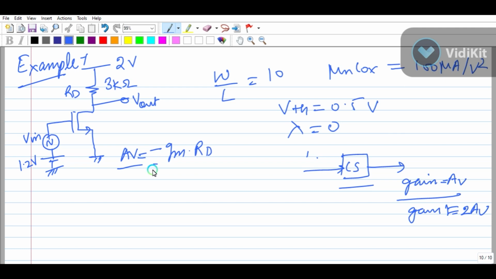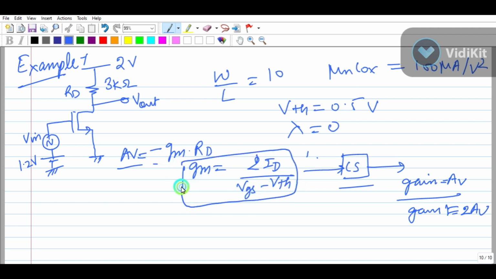So for calculating gain, we have to calculate ID. Okay, ID we have to calculate because GM is equal to 2ID divided by VGS minus VTH. Okay, right. So how can we know that this MOSFET is in saturation or it is in triode region? What region is it?